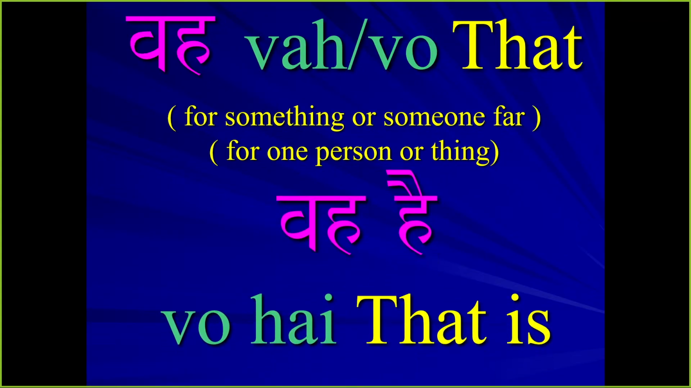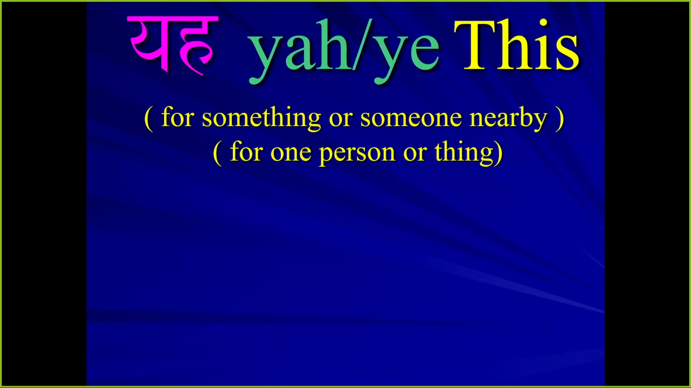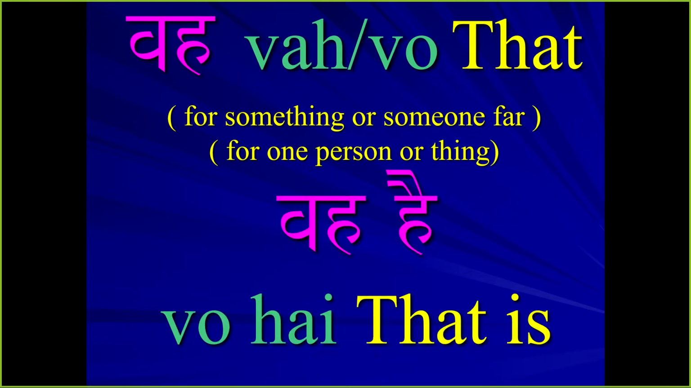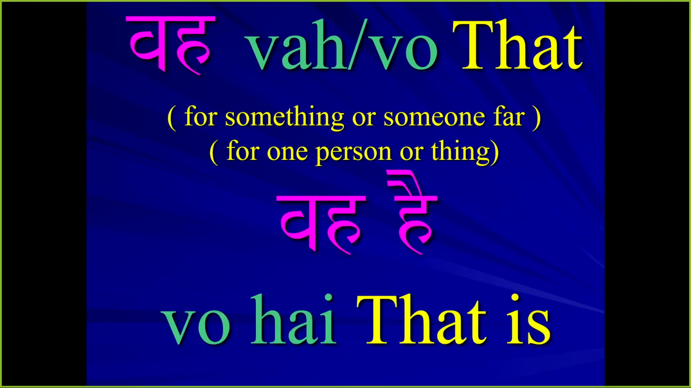And then we have wo. Wo again, her is silent. Wo is that. Wo hai is that is. Okay, so Anisha say ye hai, ये है, wo hai, वो है. Kavina say ye hai, ये है, wo hai, वो है. So ye means this and wo means that.